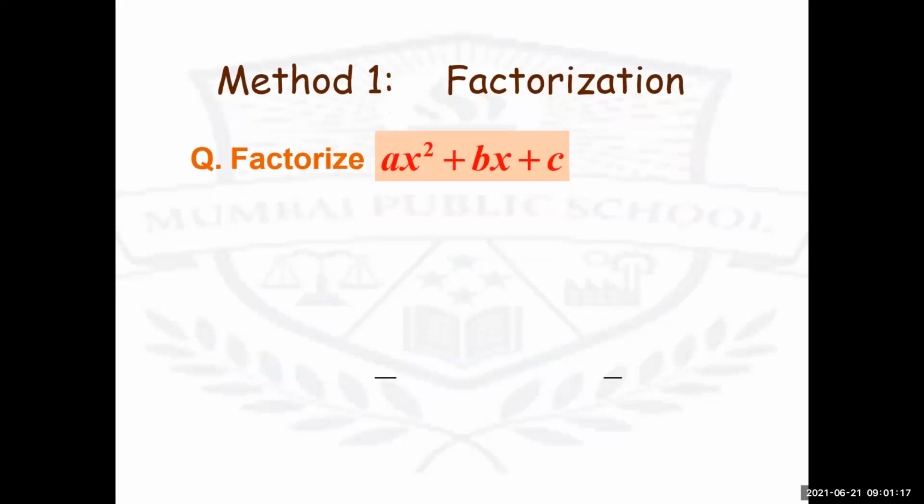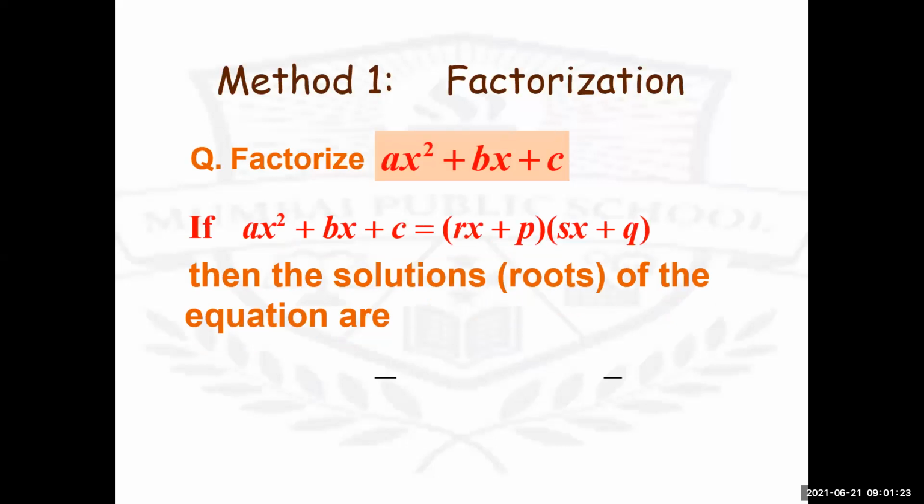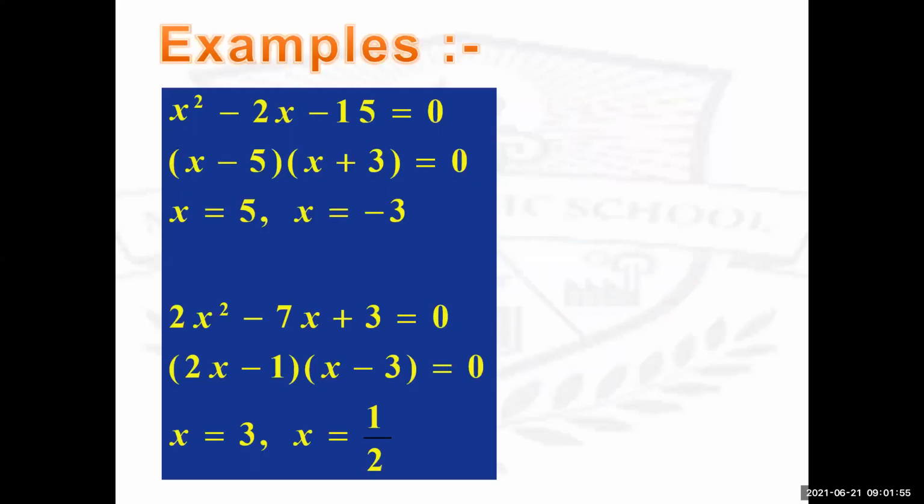Factorize ax² + bx + c. Suppose you have to factorize ax² + bx + c. If ax² + bx + c = (rx + p)(sx + q), then the solutions of the equation are x = -p/r and x = -q/s. We are going to look at this in more detail with an example. If you go through the example, you will understand it much better.